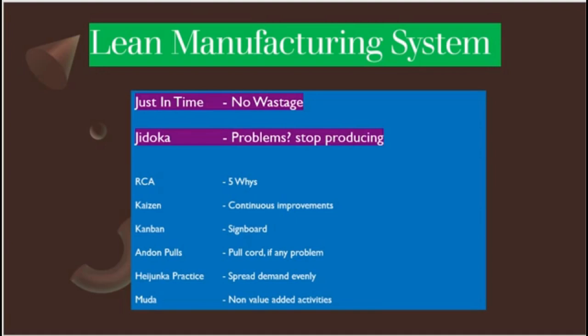Such continuous small improvements by employees or supervisors or technical staff are also called Kaizen. Kaizen means continuous improvement. So let us look at some of the other terminologies that they use in this process. We looked at RCA, we looked at Kaizen, we looked at andon pull.